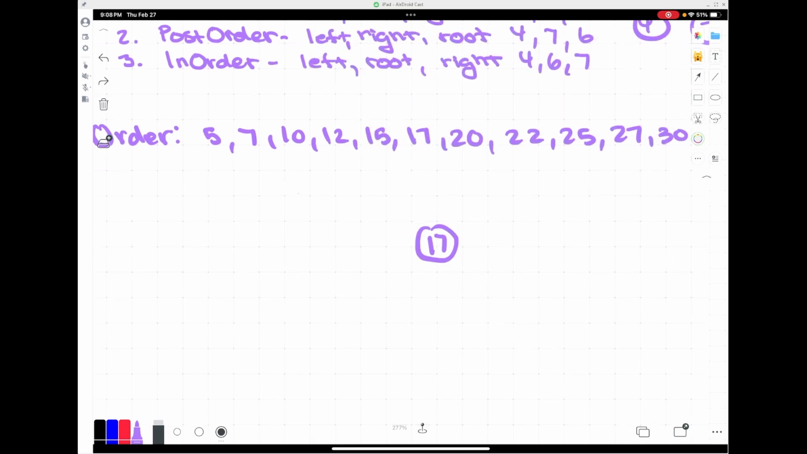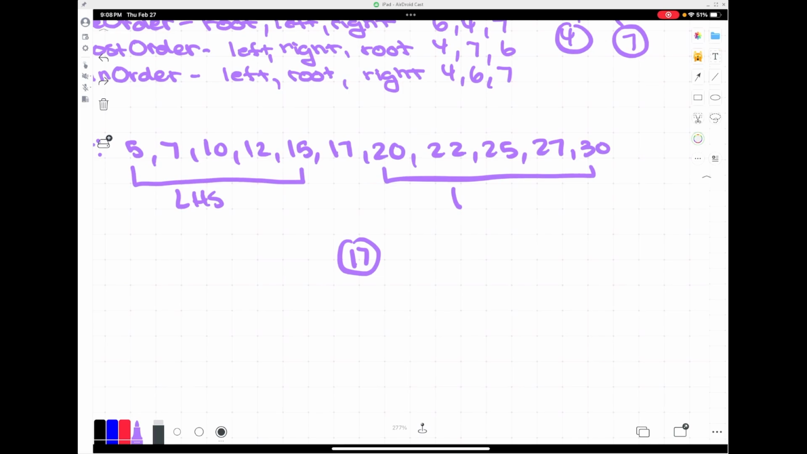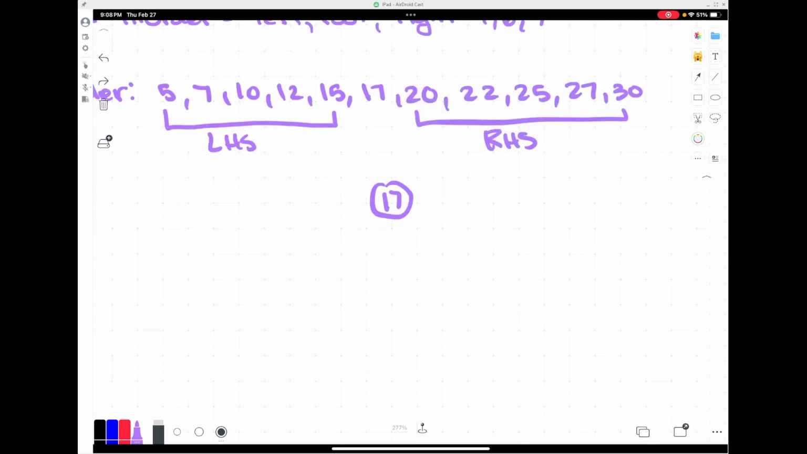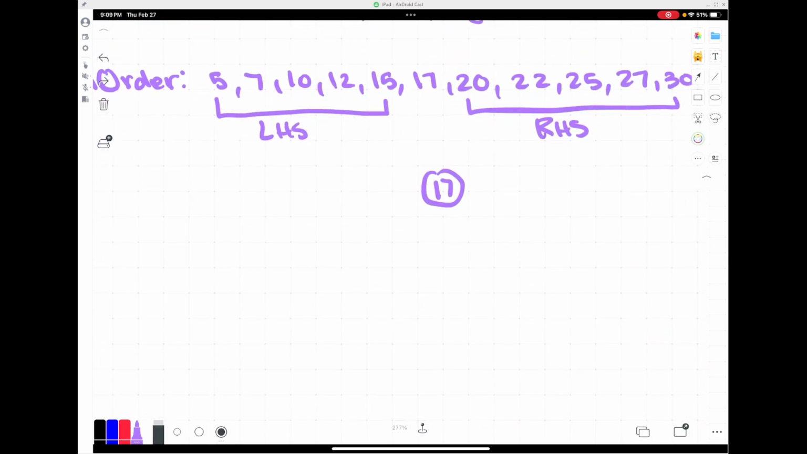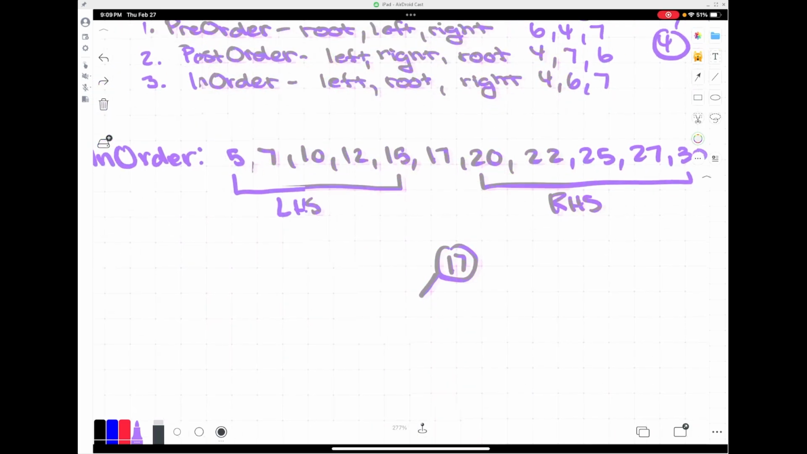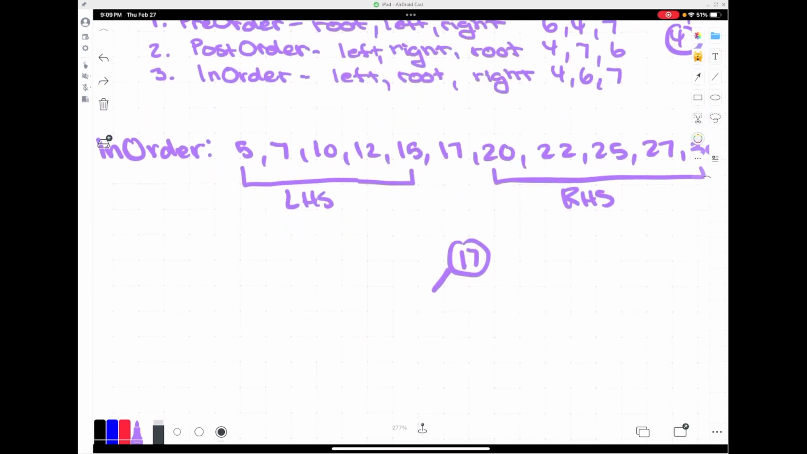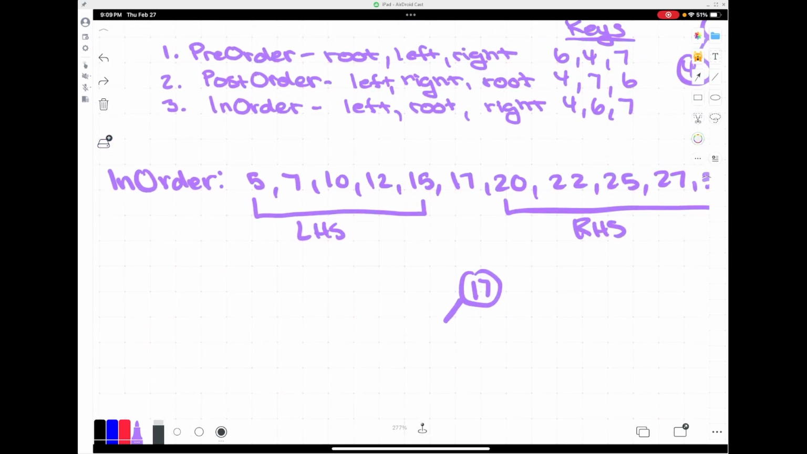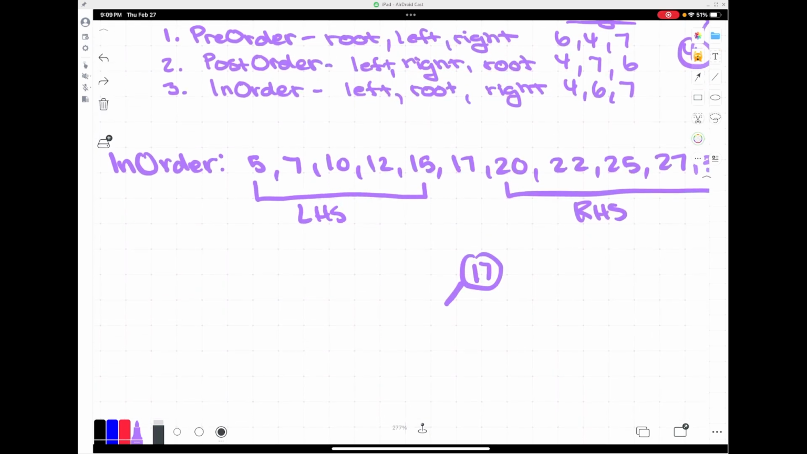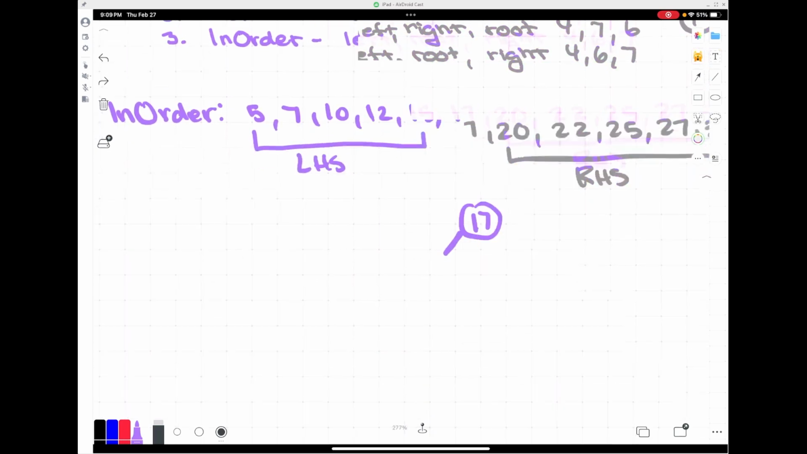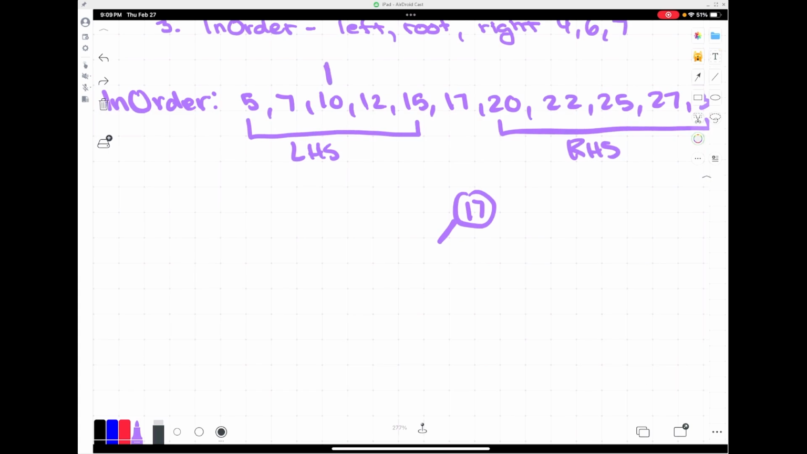Okay, so our left-hand side is over here, so this should be everything that's less than 17. And then our right-hand side is here, and everything here will be greater than 17. So let's start with the left-hand side. So how do we pick this? It's the same as earlier, where we pick the middle item to be the root. So the middle item of everything on the left-hand side is 10, because this is in the middle. So it's going to be 10.